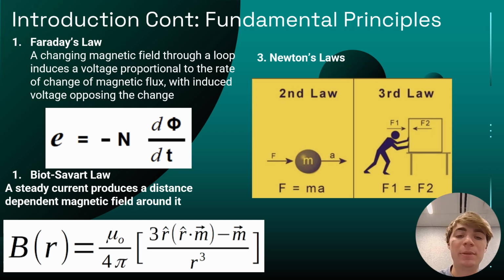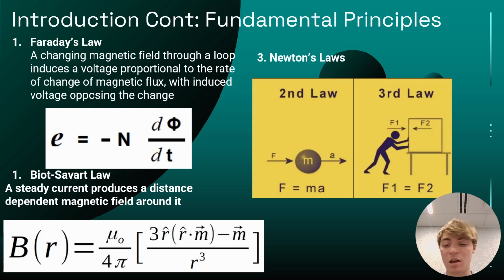Now, for the fundamental principles. First, we have Faraday's law, which says a changing magnetic field through a loop induces a voltage proportional to the rate of change of magnetic flux, with the induced voltage opposing the change, which is shown in this equation below. The second one is the Biot-Savart law, which says a steady current produces a distance-dependent magnetic field around it, illustrated in general with this law below it.